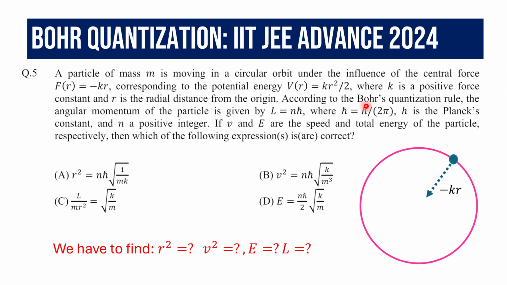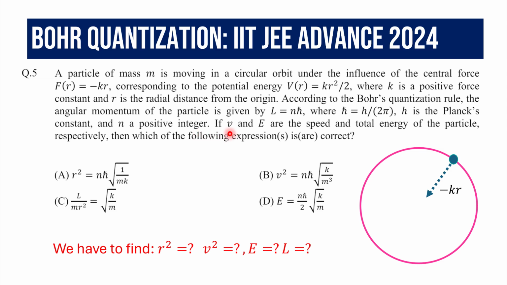Now according to the Bohr quantization rule, the angular momentum of the particle is given by L, which is equal to n times h bar, where h bar is equal to h by 2 pi. Now h is the Planck constant and n is a positive integer. So these things are given.